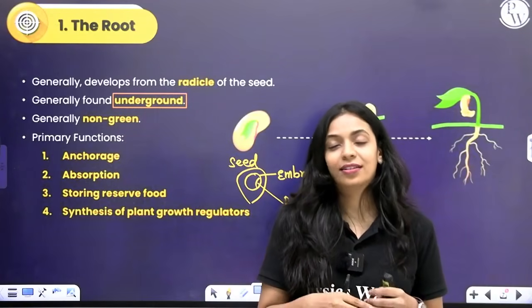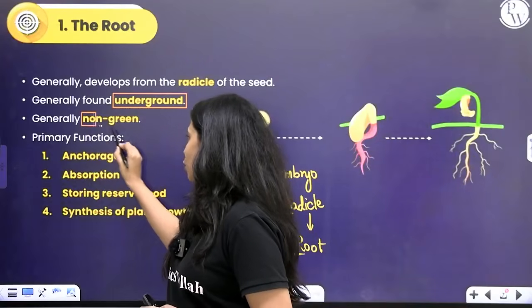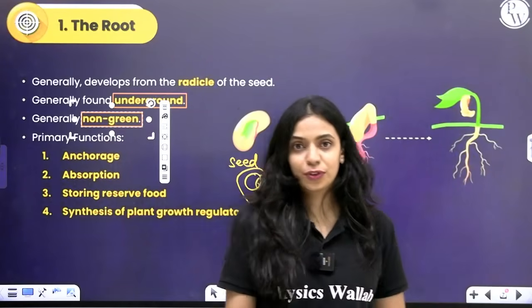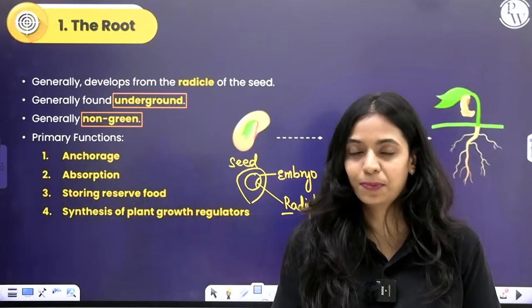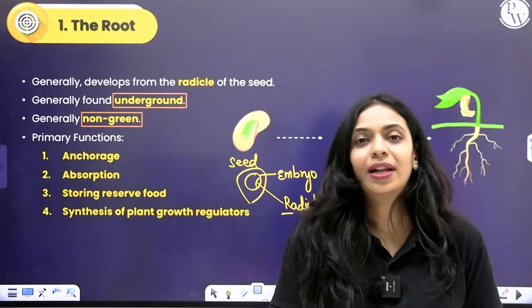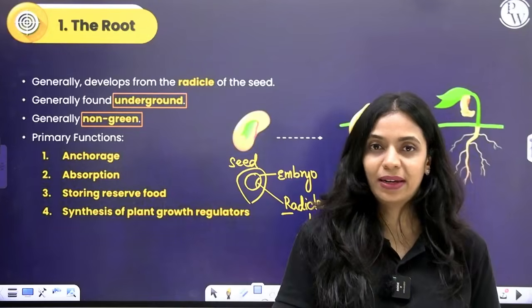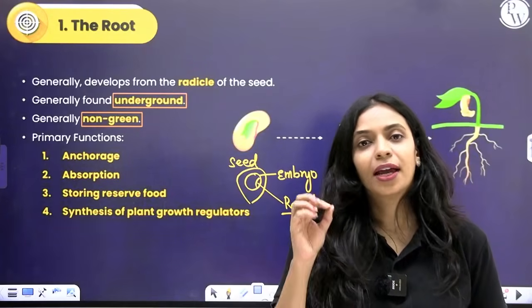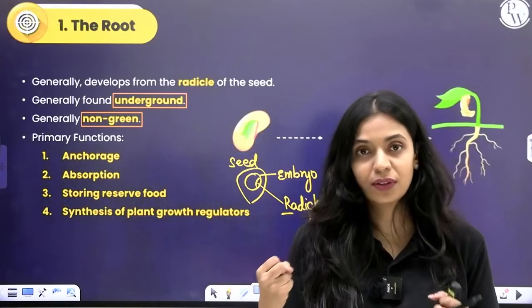They do not possess chlorophyll required for photosynthesis, so they are non-green. What is the function of the roots then? Roots have two primary functions to perform. Firstly, it will help in anchoring the plant firmly to the soil. Secondly, it will help in absorption of water and minerals that the plant requires for its growth from the soil.